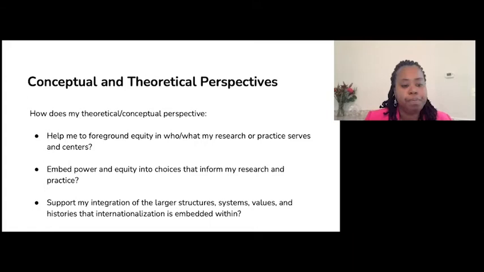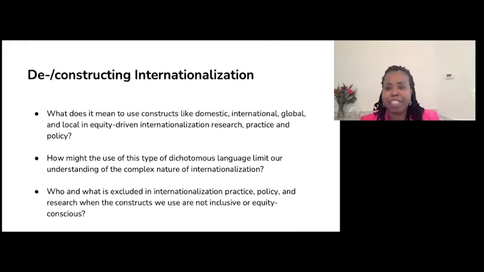And finally, we remind you to not take current buzzwords like internationalization for granted. Think about the meaning of these constructs that you use and deconstruct the ways that power and equity flow through them while also moving towards how they might be reconstructed with equity at the center. Specific questions to guide you in that direction include, what does it mean to use constructs like domestic, international, global, and local in an equity-driven internationalization-based framing, research, practice, and policy? How might the use of these types of dichotomous language limit our understanding of the complex nature of internationalization and the students embedded within? And who and what is excluded in internationalization practice, policy, and research when these constructs we use are not inclusive or equity conscious?